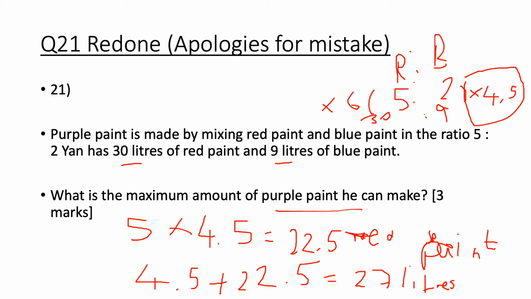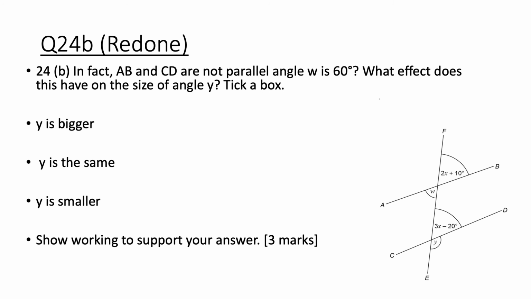Right guys, so part B in question 24 basically. Part B says in fact A and B are not parallel, and the size of angle W is 60. So that's going to be 60. What effect does it have on the answer of y? So they are vertically opposite.